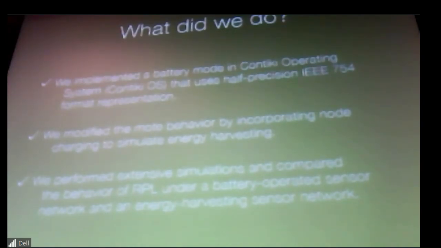So we implemented a simulation using the Contiki operating system that uses a half-precision IEEE 754 format representation to represent the battery. Then we modify the behavior of the sensors to incorporate charging and discharging during the simulation. And then we perform the simulations themselves, then compare the performance of RPL running under a standard battery and running under an energy harvesting scenario.